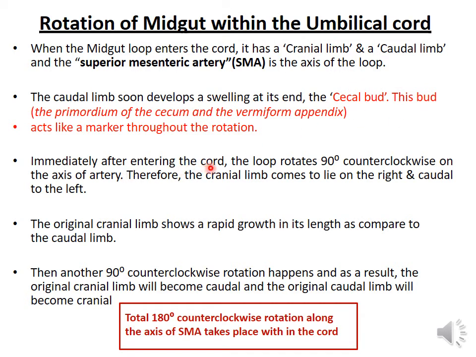Immediately after entering the cord, the loop rotates 90 degrees counterclockwise on the axis of the artery. Therefore, the cranial limb comes to lie on the right, whereas the caudal limb lies to the left. The original cranial limb shows rapid growth in its length as compared to the caudal limb. Now, then another 90 degrees counterclockwise rotation happens, and as a result, the original cranial limb will become caudal, and the original caudal limb will become cranial.